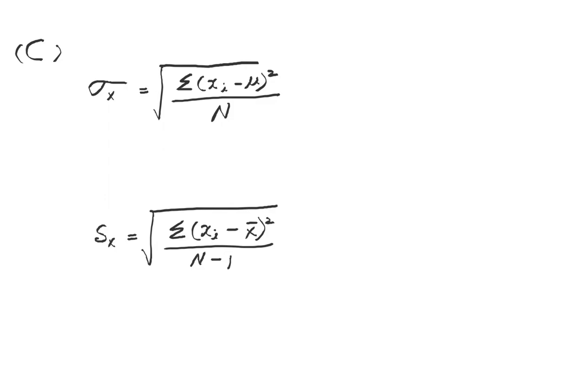I believe that because the sample is part of the population, they expect the spread to be bigger. So they divide by a smaller number. N minus 1 is smaller than n, correct? So when you divide by a smaller number, the spread is bigger. That is the only reason I can think of.